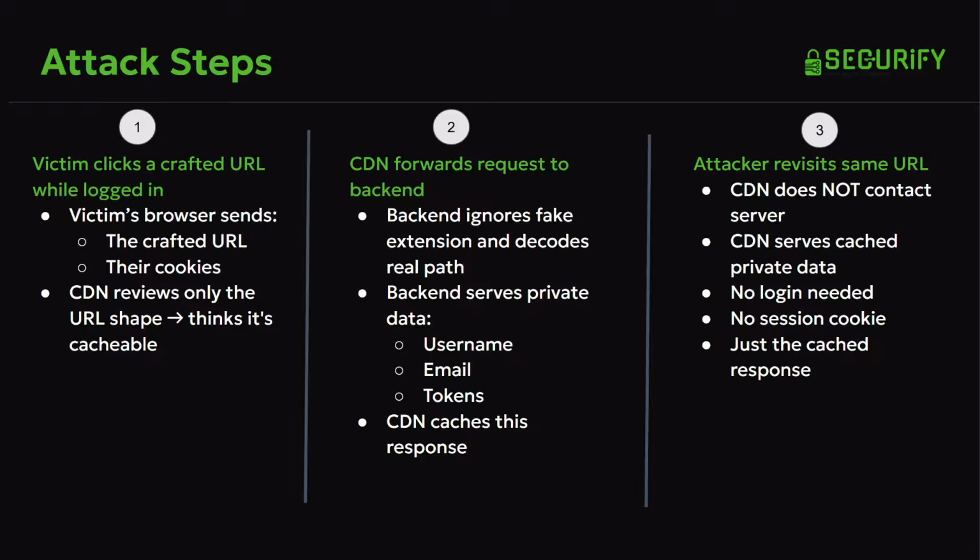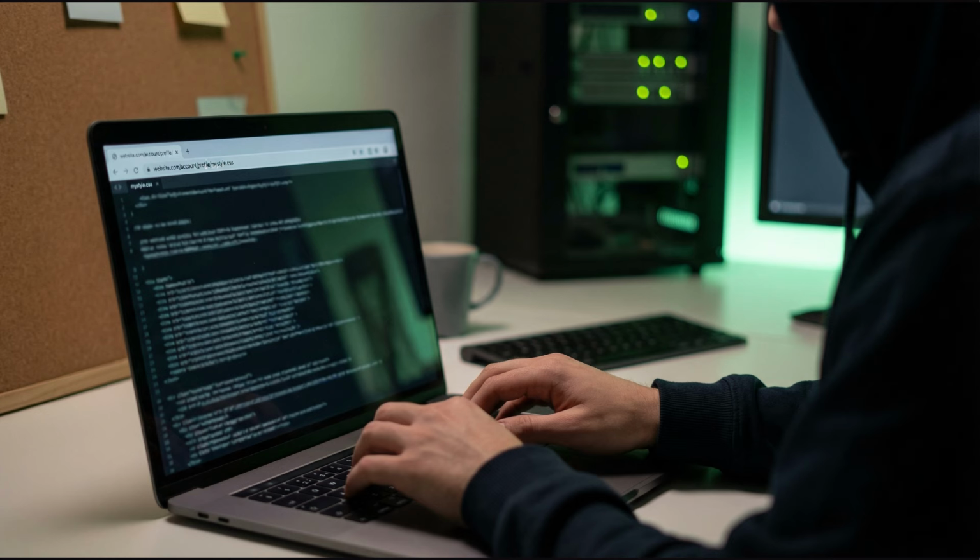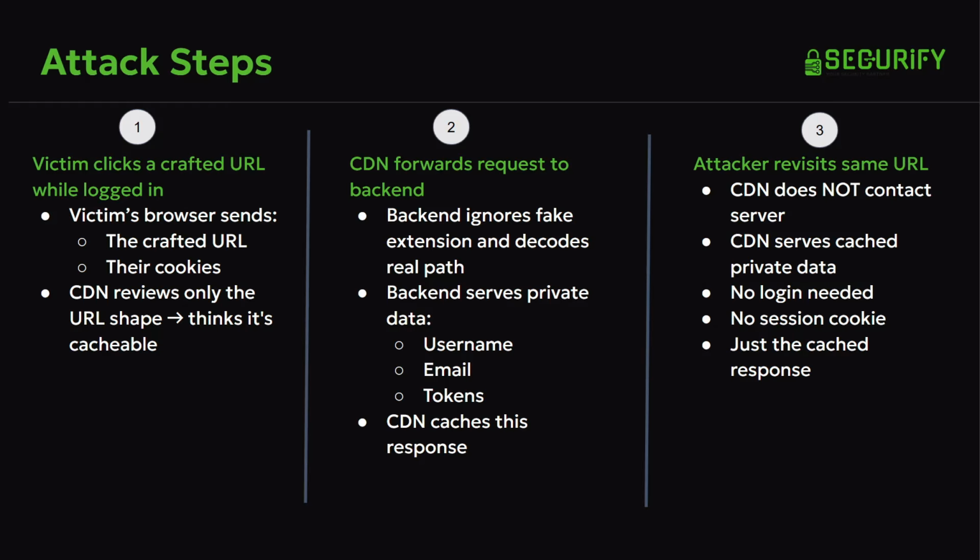The CDN caches the response because of its rule, not because it knows the data is private or public. It only sees that this URL looks like something it should cache. Now comes the third phase. Later, the attacker visits the same URL, which is, for example, account/profile/mystyle.css. This time, the CDN does not go to the backend.